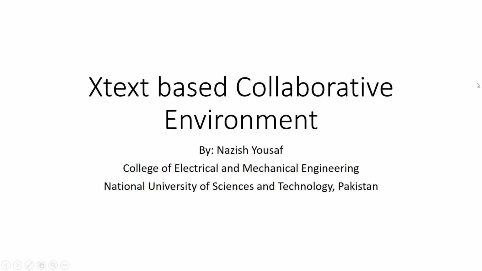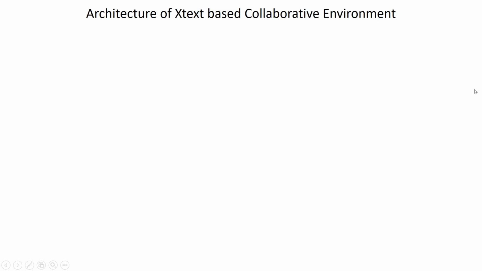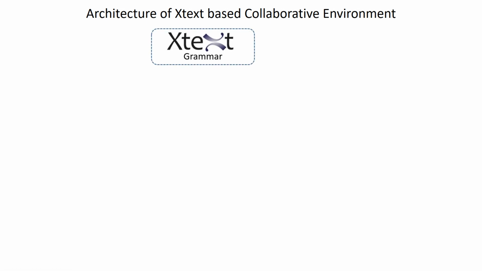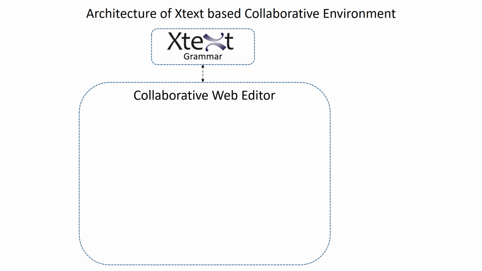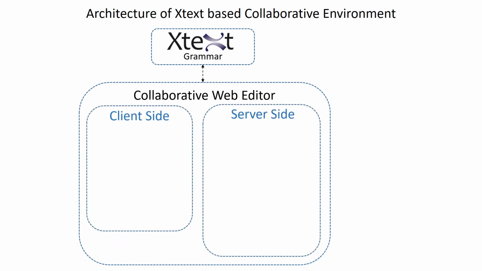So firstly, let's get over an overview diagram for the architecture of this Xtext based collaborative environment. We have an Xtext based grammar, as we know that Xtext 2.9 offers us an interface for the integration of text editors and web apps, so we are going to utilize the facility we have. We have our collaborative web editor, which further has two sides, a client side and a server side. The web editor for the DSL is implemented in JavaScript. This editor then communicates to a server side component which implements all the Xtext related aspects.